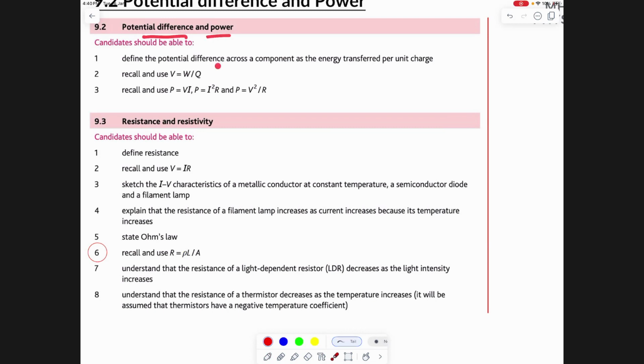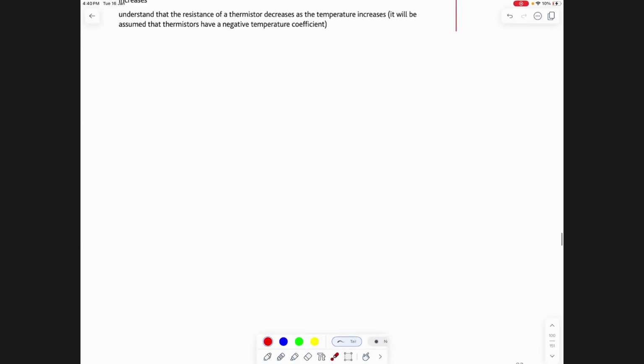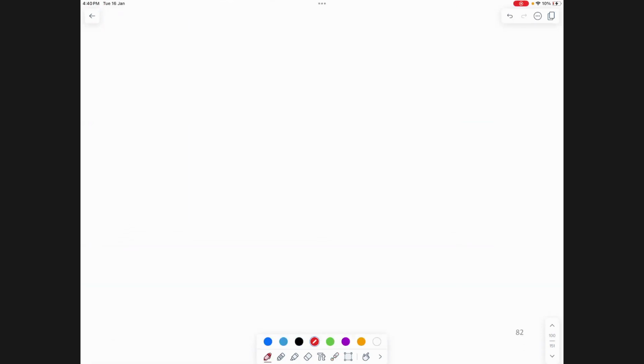Potential difference and power. So you need to understand what potential difference is. Voltage equation, power, okay, so these are all the stuff for number 6. So I'll still go through it. So let's start with the concept of potential difference and voltage and EMF. Okay. So voltage.